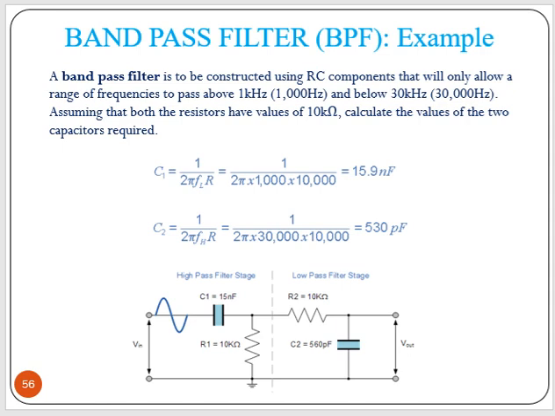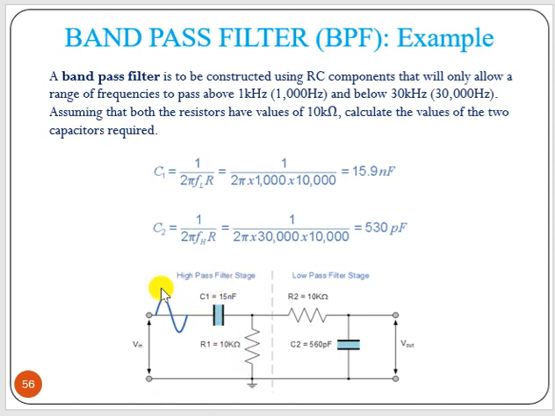Now say for an example, for a band pass filter you have to compute it such that the pass band should be 1 kilohertz to 30 kilohertz. Assuming that both the resistors have 10 kilo ohm value, calculate the capacitors. So what is the formula? Main formula is FL equal to 1 by 2 pi R1 into RC.